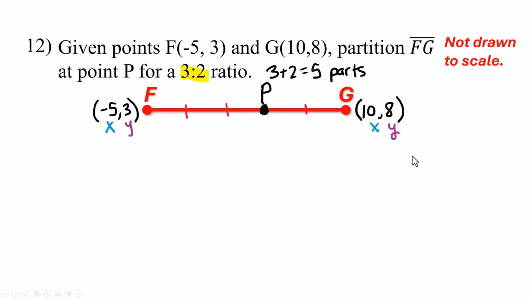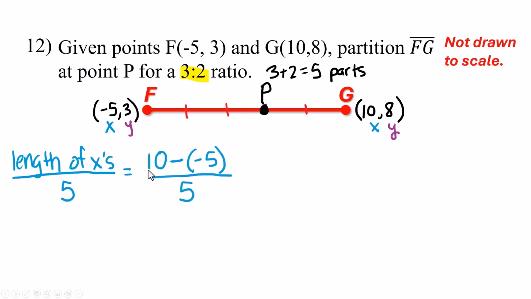That's an XY, and that's an XY. So how long are each one of these parts? Because that's what we need to figure out. So the length of the X's is going to be the total distance between -5 and 10, and then you'll divide that into 5 parts. Well, the total distance is going to be 10 minus the -5, divided by 5.